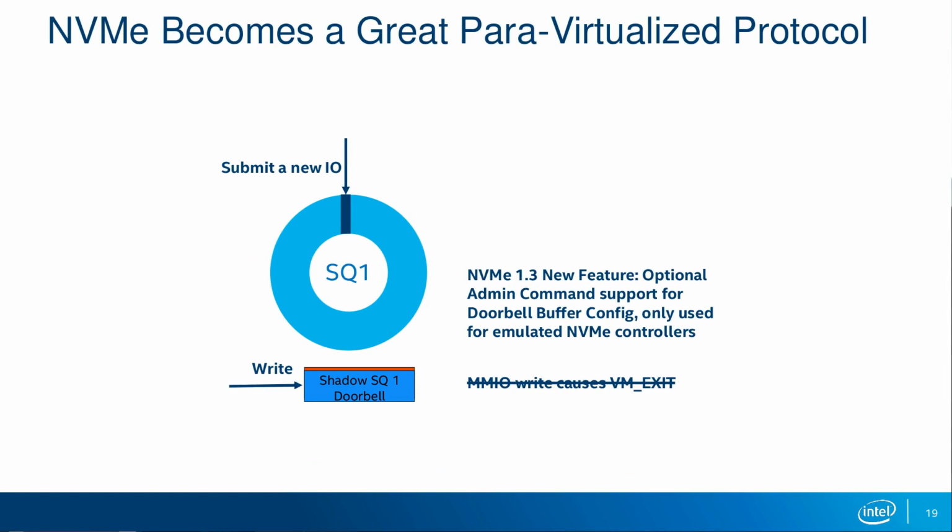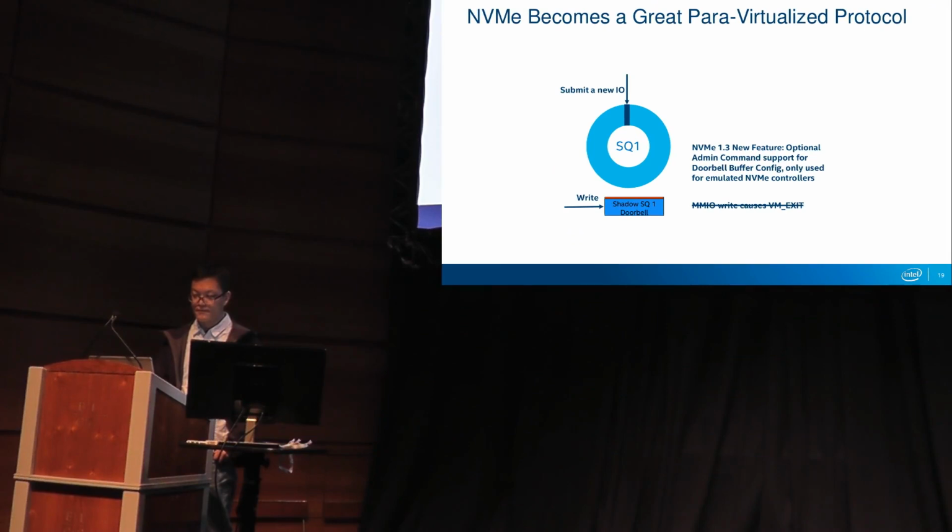This shows how this feature works. When submitting a new I/O, you write to the submission queue doorbell. And if this runs in the guest OS, it will cause a VM exit, right? So with this new feature, it will write to the shadow doorbell instead. After this is enabled, the NVMe protocol becomes a highly parallelized protocol.